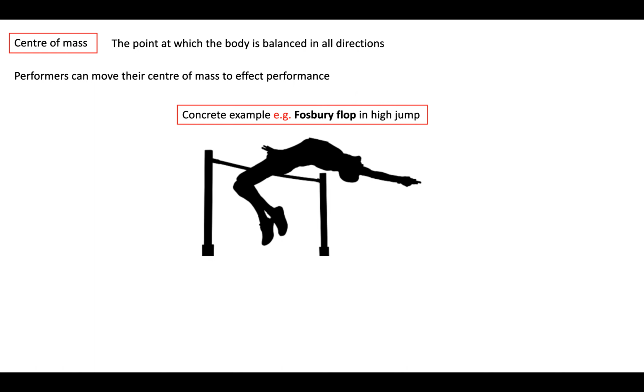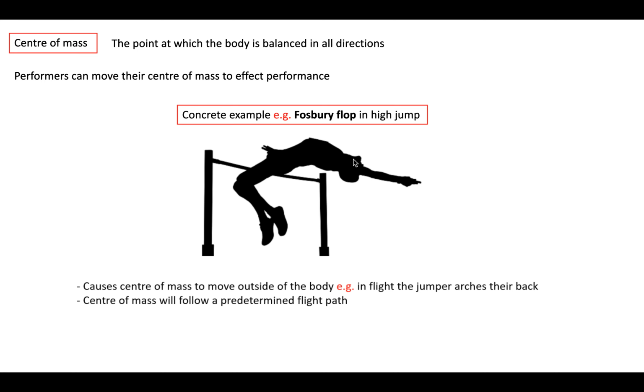The reason for this is, if we're going to use this as a concrete example, we're going to explain how centre of mass can affect performance. First of all, we can say the Fosbury flop causes the centre of mass to move outside of the body, e.g., in flight, the jumper arches their back.